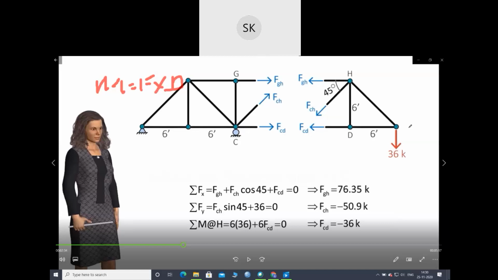Okay. So this force and this FCH force, they have taken the horizontal distance of this 6 meter.